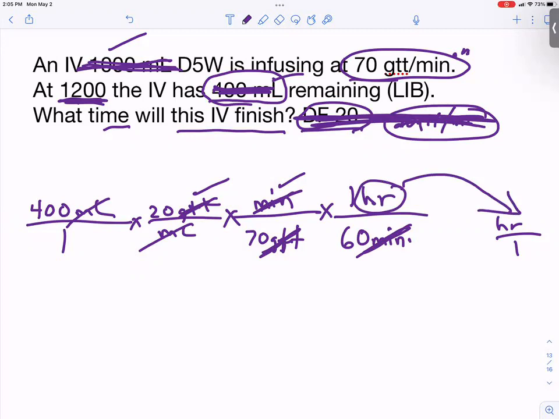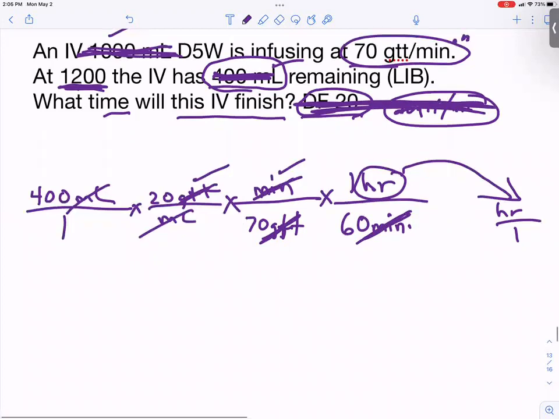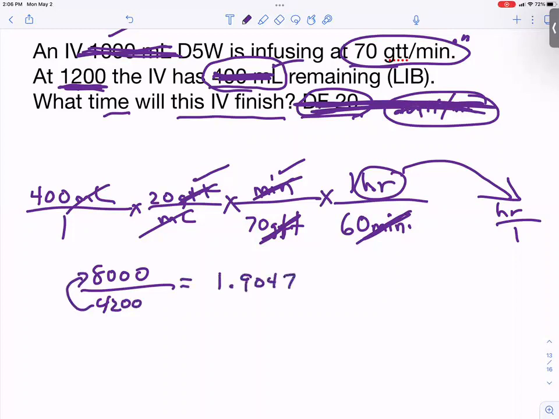So now I solve, and I'm going to get some numbers, but this is not what the question's asking. So this is where you have to pay attention. When I multiply 400 times 20 times 1, it gives me 8,000. And 70 times 60 is 4,200. When I divide 8,000 by 4,200, it gives me 1.90476619. Well, that's not any time I'm familiar with, but what it does represent, anything before the decimal is hours.